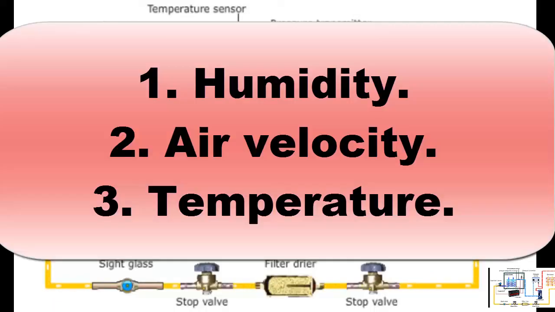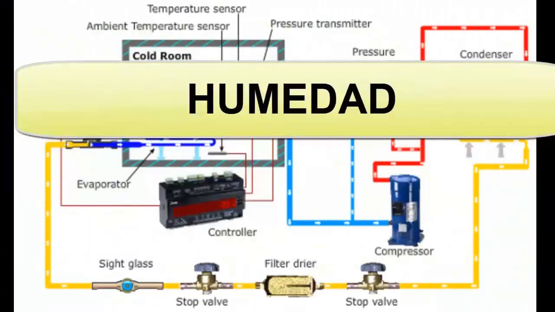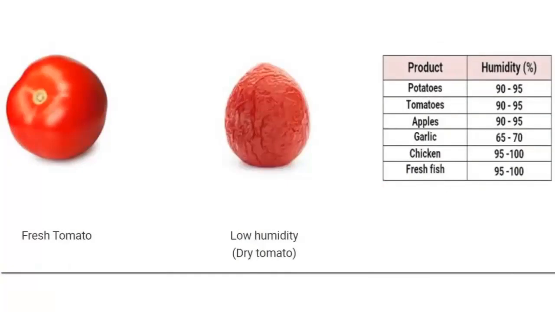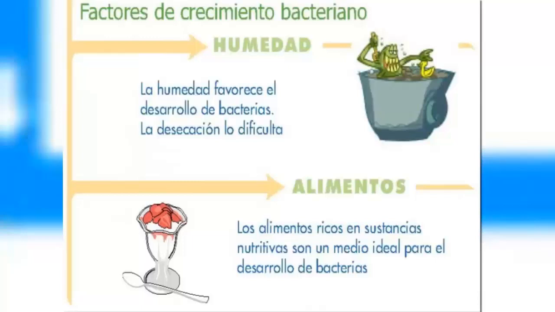Now let's talk about the variables to control in a cold room. 1. Humidity. 2. Air velocity. 3. Temperature. 1. Humidity. The cold room controls humidity to prevent dehydration of the stored product and the growth of microorganisms. It also influences the quality of food products.